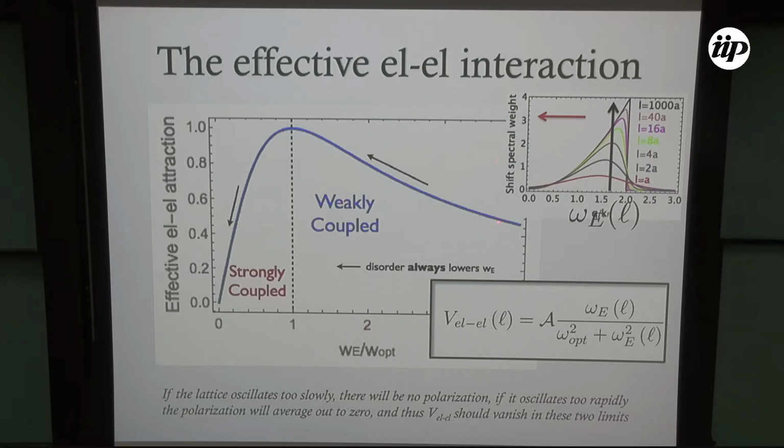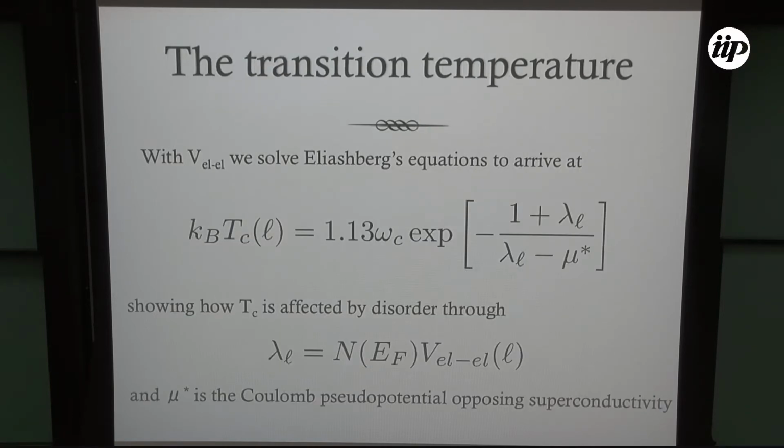When I soften the spectrum, I go up. The effective electron-electron interaction increases, so Tc increases. If the Einstein frequency in the pristine system, in the pure system, is already low, this is the case of strongly coupled superconductors, which are naturally overdamped. If I introduce this disorder and soften, I go down the effective interaction, and I reduce the transition temperature.